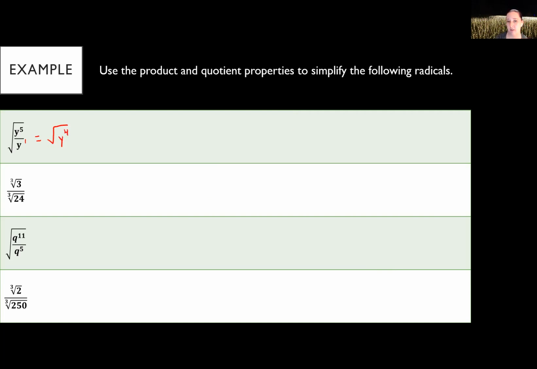So now I have the square root of y to the fourth, and that square root means that I divide the exponent by 2. I can divide 4 by 2, so I don't need to rewrite this. I can just go straight to that. 4 divided by 2 is 2, so my answer is y squared. So I didn't even need to really use the product or quotient properties here, though we could have. It would have been more work. So I don't even try to use it if I don't need to, because I don't want to do more work than I have to.